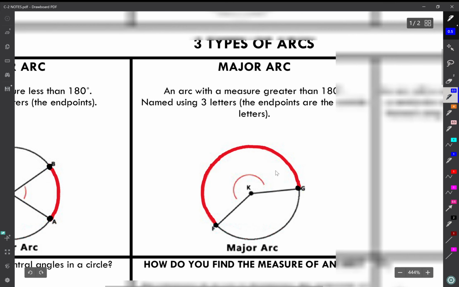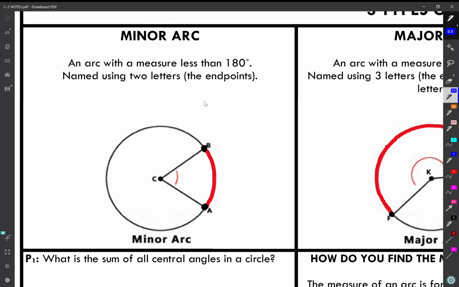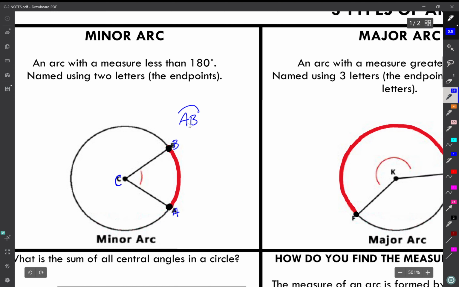We have three types of arcs that we'll talk about. Our first is called a minor arc. It is an arc with a measure of less than 180 degrees. Basically, it's less than half a circle. For my example here, I have point C as the center of the circle, and then I have endpoints B and A of this angle. So my arc would be named arc AB. Minor arcs are named using two letters with the little arc symbol over the top, and those two letters will just be the endpoints of the arc. So a minor arc looks like that.